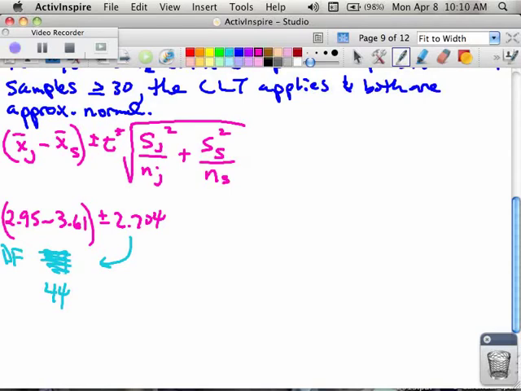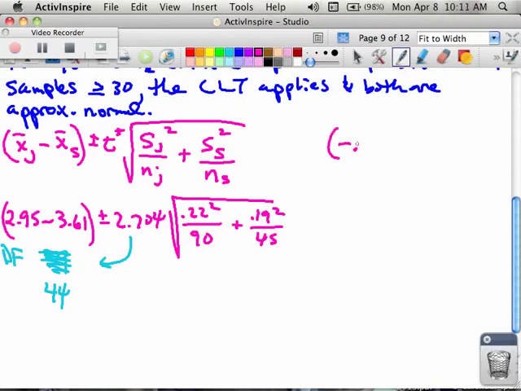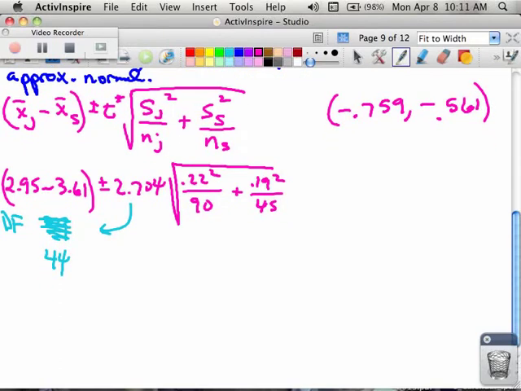Going back to this formula, if I put in the standard deviations that they give me and the sample sizes, this is what it looks like. My first one was 0.22 squared over my sample of 90, and then 0.19 squared over my sample of 45. When you figure this all out, you get an interval that goes from negative 0.759 to negative 0.561, which means that on average, the price in July was less than, of course, the price in September.